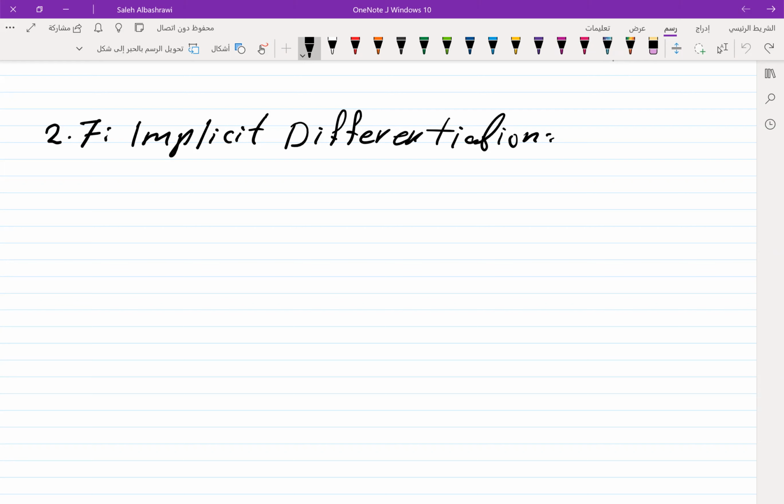For today, we are going to discuss implicit differentiation. What we have discussed before was called explicit differentiation. We have two types of function. We have implicit equation or function and explicit equation.